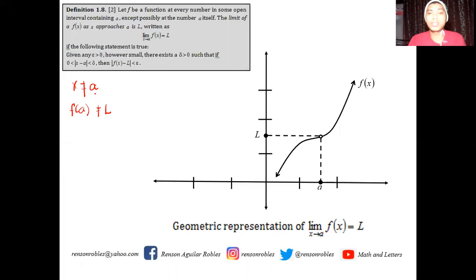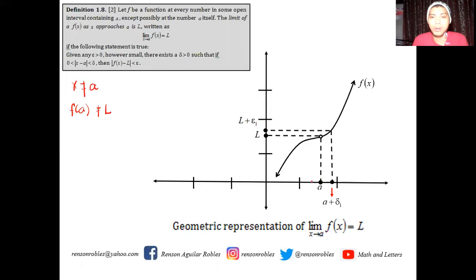Okay, then if we choose a number a minus delta sub 1 or plus delta sub 1, that's a number on the right side. So if we choose a number on the right side of a and we let it be a plus delta sub 1, then we will notice that the function value approaches L, and that is L plus epsilon sub 1.